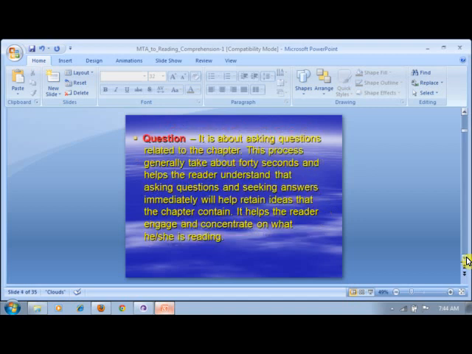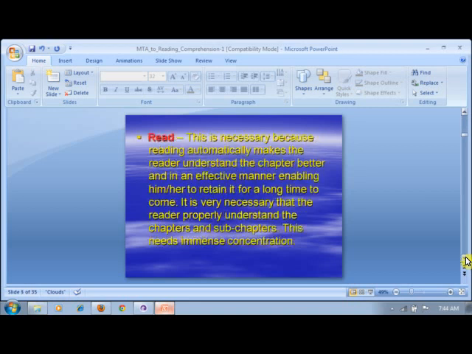Question: it is about asking questions related to the chapter. This process generally takes about 40 seconds and helps the reader understand that asking questions and seeking answers immediately will help retain ideas that the chapter contains. It helps the readers engage and concentrate on what he or she is reading.